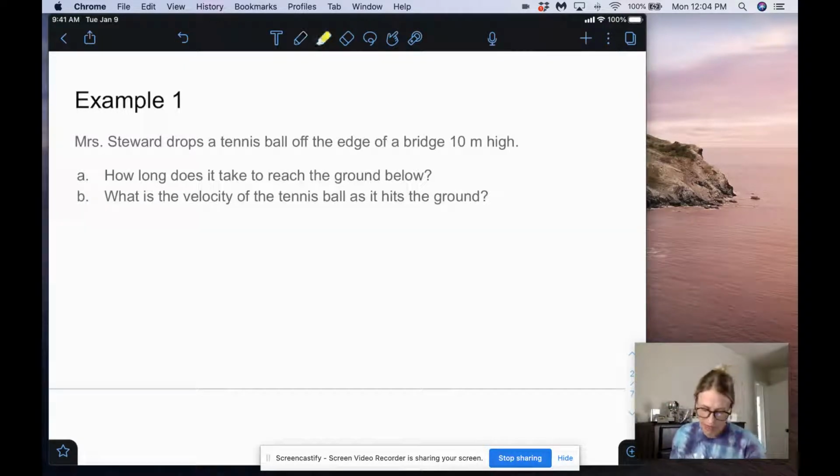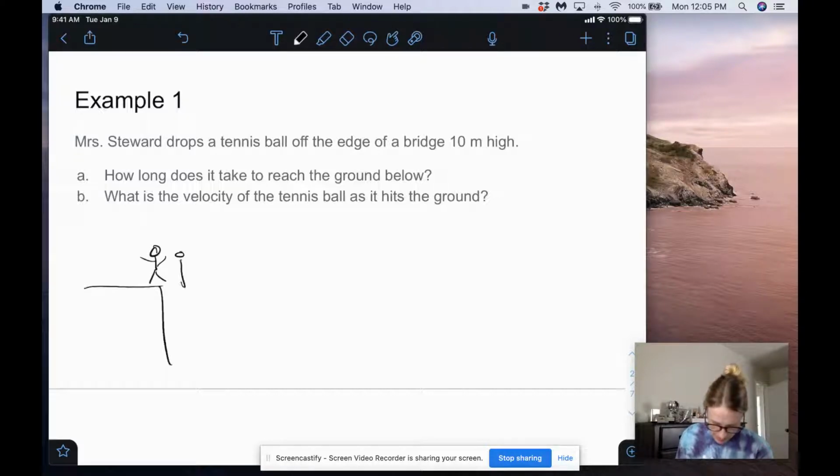So first and foremost, I'm gonna draw a little picture. Here's my bridge. This is me, I'm Mrs. Stewart, and I'm gonna drop this tennis ball off the bridge that's 10 meters high. Now, this is my initial position. Usually when we're talking about the vertical, instead of a delta x, we have a delta y, because that's the y direction on our coordinate system. You could do either way. You could call this x equals 0 and the bottom x equals -10, or call this x equals 10 and the bottom x equals 0.